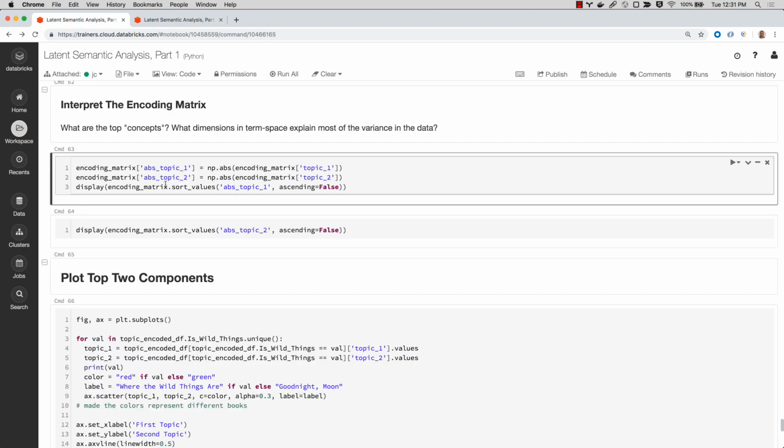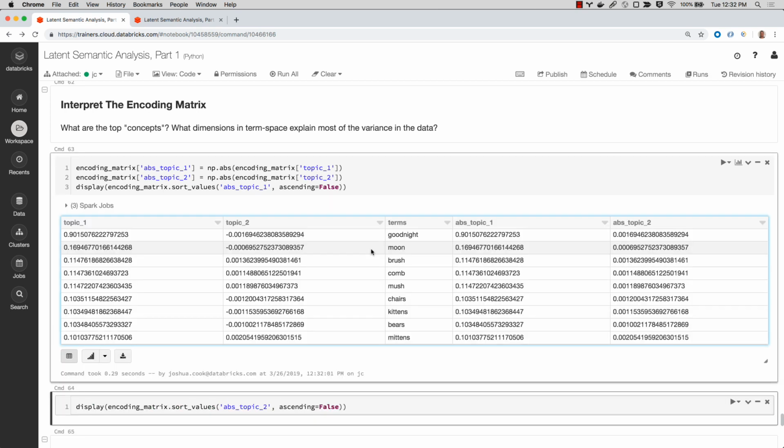Let's look at the absolute values of the expressions for topic 1. We make note of two things. In the previous analysis, the first topic referred to where the wild things are. Now it refers to Goodnight Moon. The other thing to make note of is that the two most important words are literally the title of the book, Goodnight and Moon. I also like that we have more rhyming in the topic now. We have mush and brush, chairs and bears, and kittens and mittens.